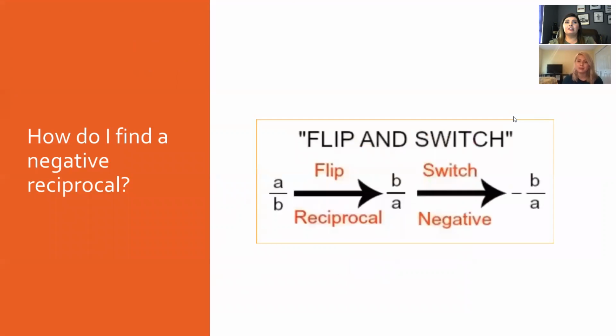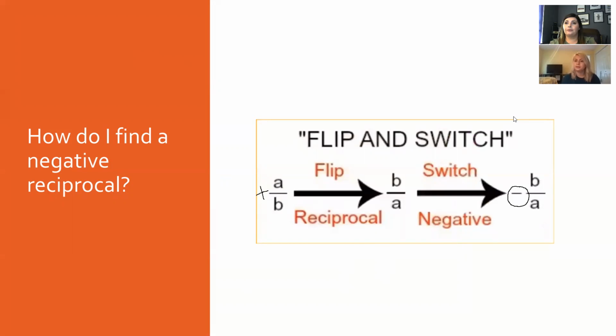All right. So then we talked about finding the negative reciprocal. And for that, we call that the flip and switch method. So for that, we have, of course, A over B. And what we're going to do is literally flip the numerator and the denominator. And then once we flip those, we have to remember to switch the sign. There's an understood positive sign in front of the A and B, but we have to switch it to a negative symbol whenever we flip the reciprocal.